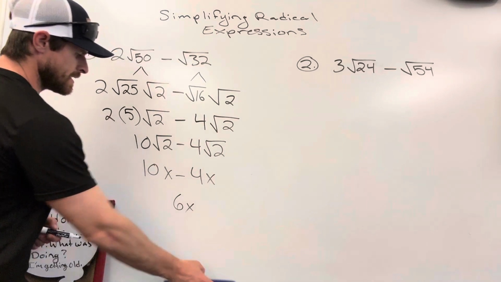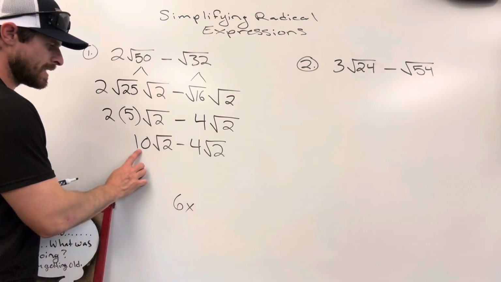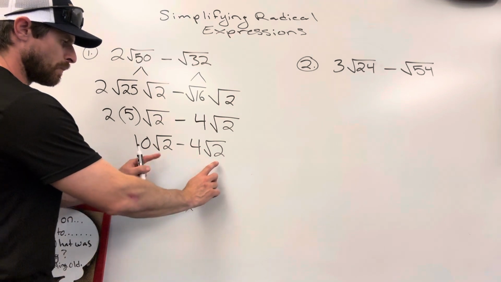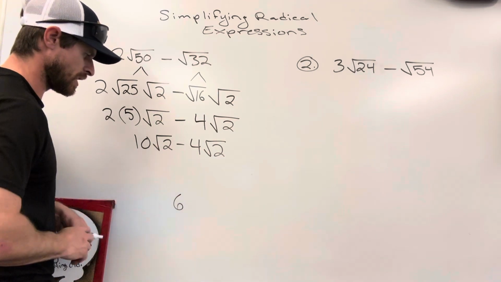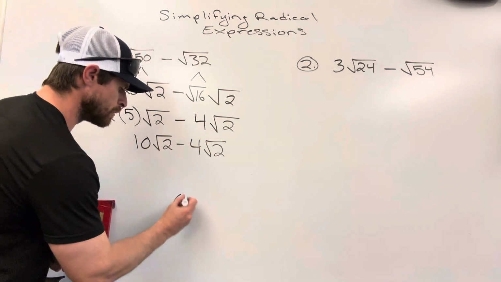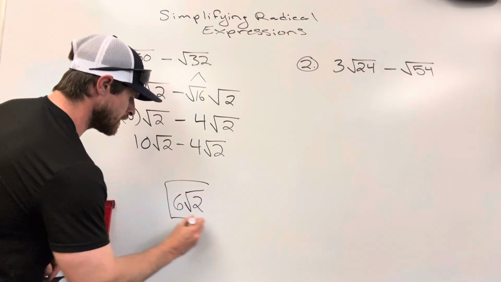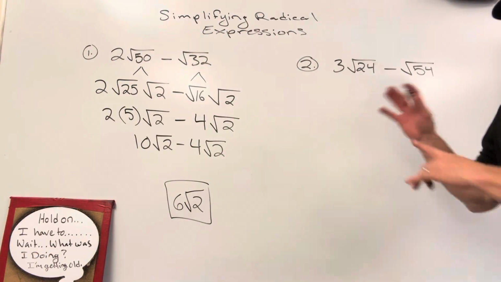So same idea here. We're just going to be saying 10 minus 4, but remember both terms are root 2's. So instead of x, let's just change that to 10 minus 4 is 6 root 2. And this would be simplified from that expression. Let's look at the second one.